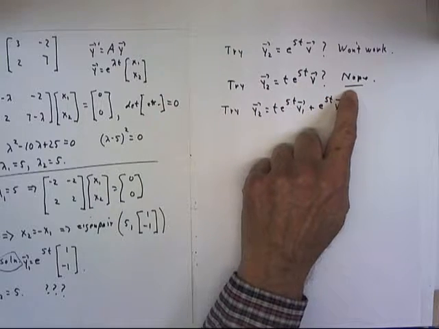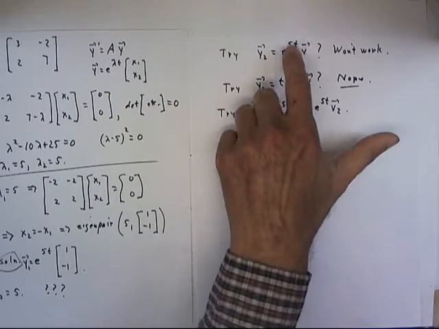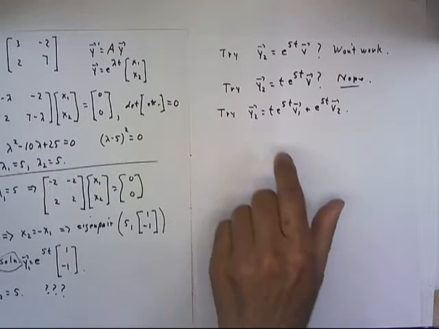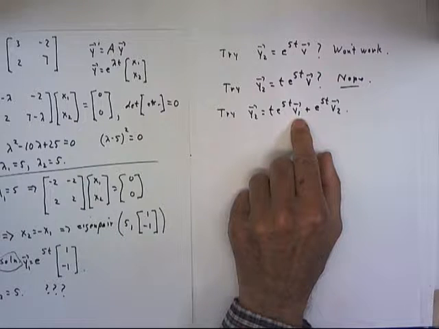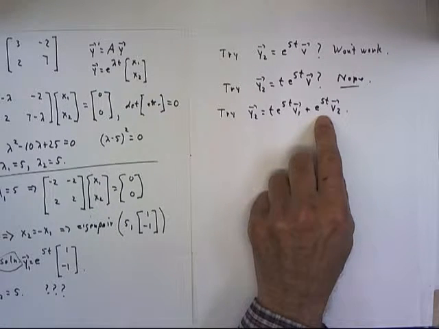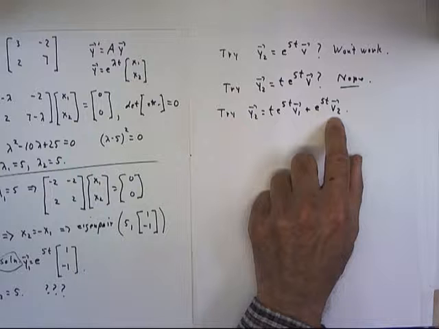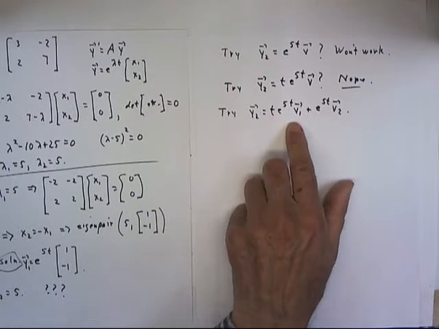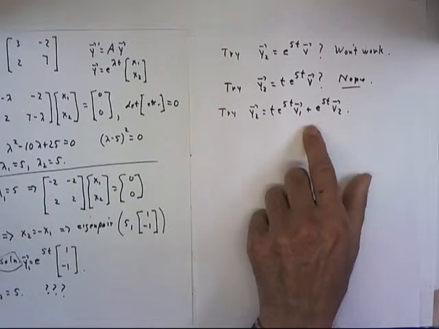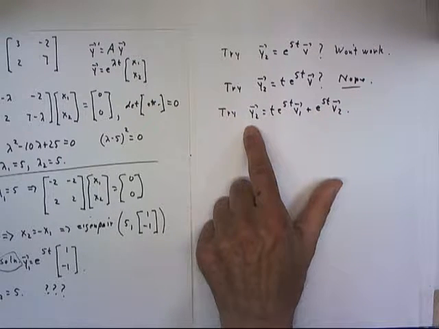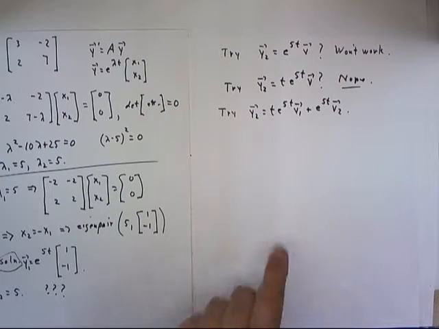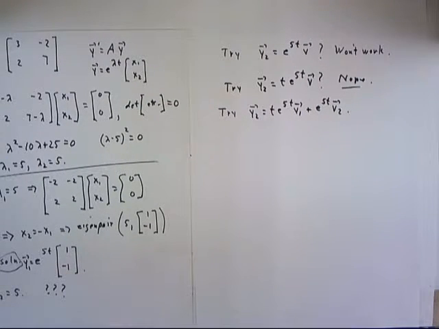That doesn't work either. However, if we try a combination of these two approaches, letting y2 equal t e to the 5t times one unknown vector function plus e to the 5t times a second unknown vector function, it turns out that we're going to be able to solve for these two vector functions and obtain a second linearly independent solution, which combined with our first will give us a fundamental set solving this equation. So let's see how that works out.